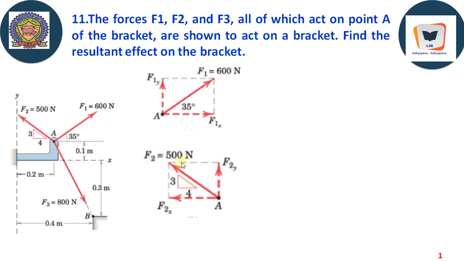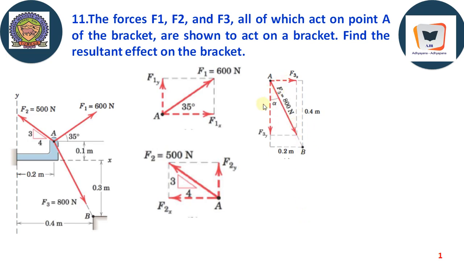So F2 is 500 Newton and F2y is 500 cos theta. Cos theta is 4 by 5, and F2y is sin theta, which is 3 by 5, and here 4 by 5. F2x is 500 into 4 by 5.